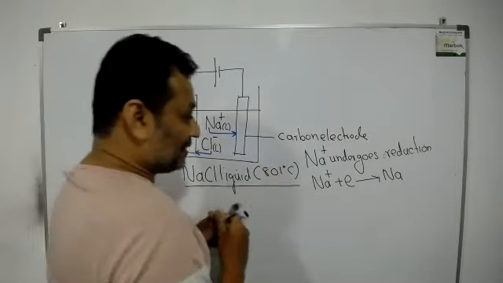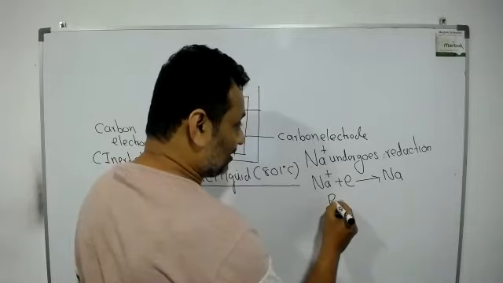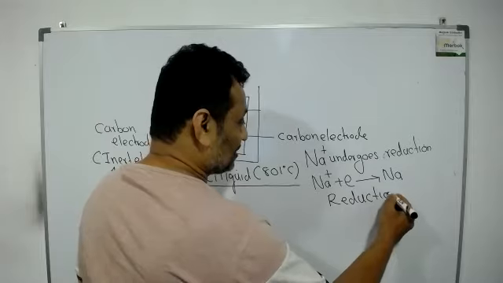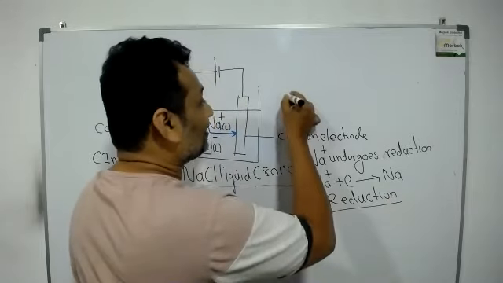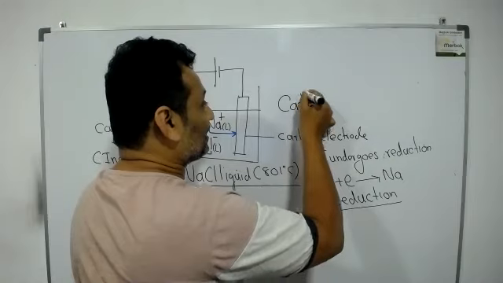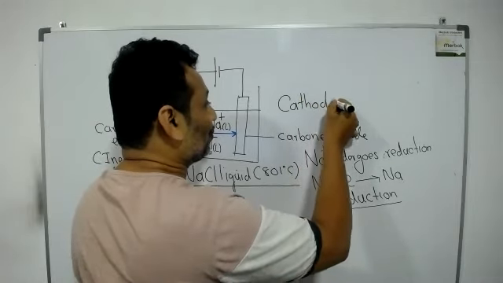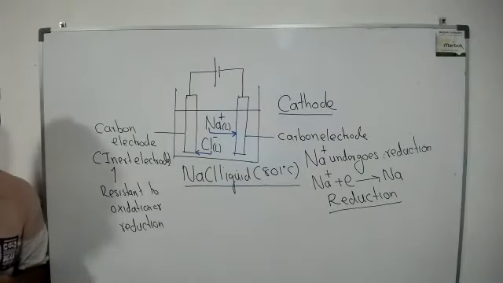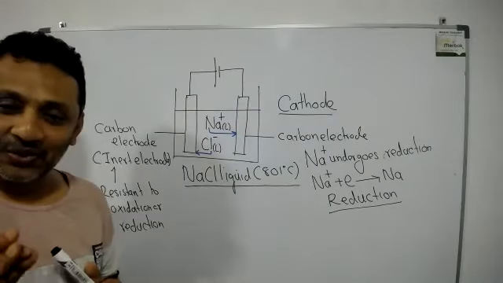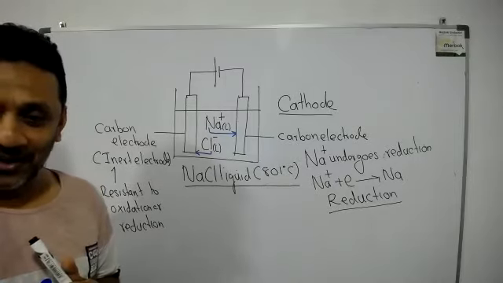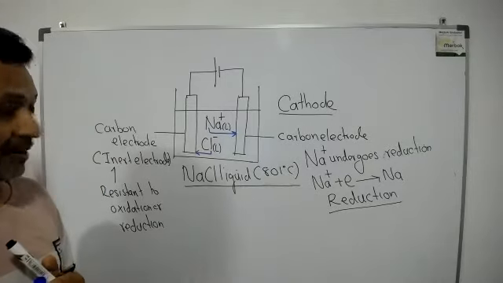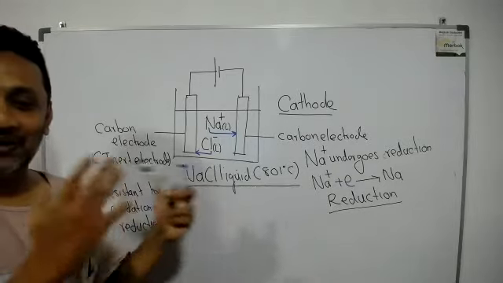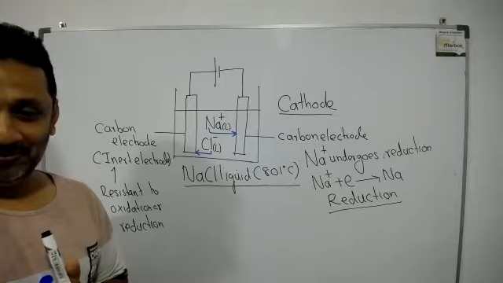So this is what kind of reaction? Reduction. Because reduction is taking place here, we call it cathode. Are you clear? Reduction taking place is called cathode. Good.